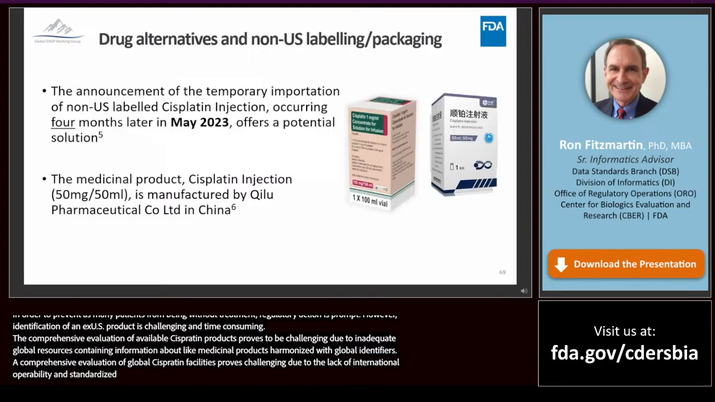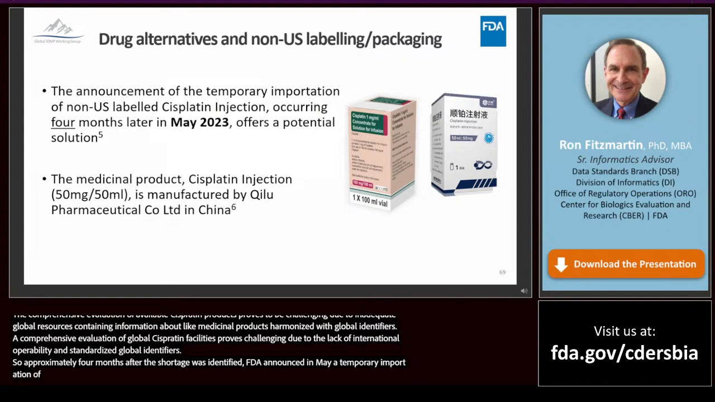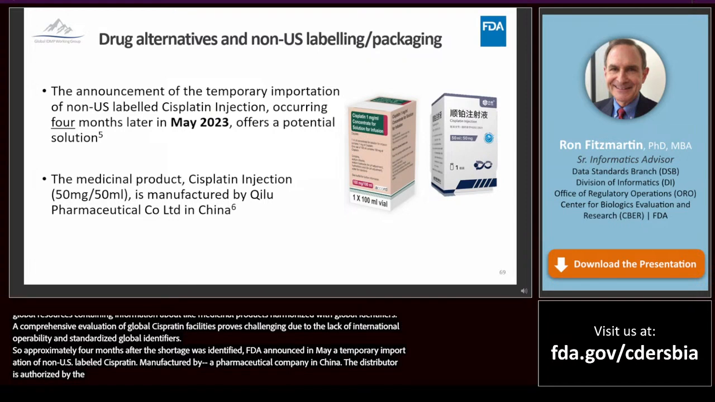So approximately 4 months after the shortage was identified, FDA announced in May the temporary importation of non-US labeled cisplatin injection. The foreign substitute is manufactured by Qilu Pharmaceutical Company in China. Only Qilu or its distributor, Apotex, is authorized by the FDA to import or distribute Qilu cisplatin injection in the United States.